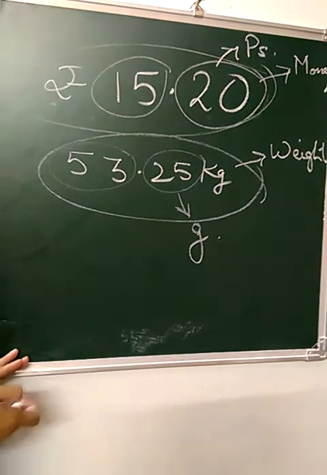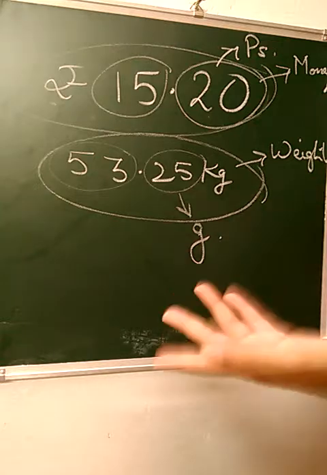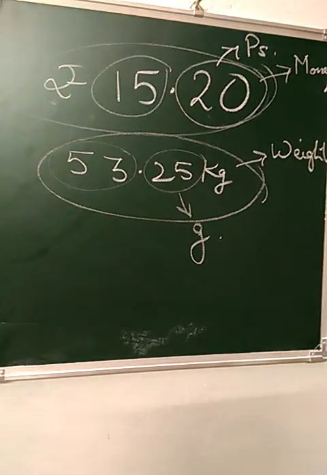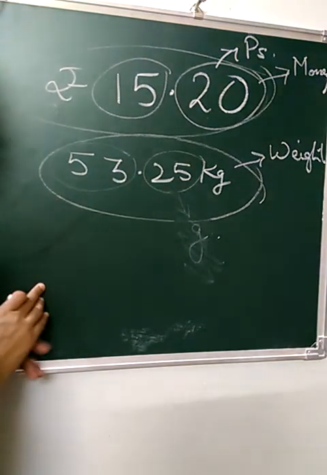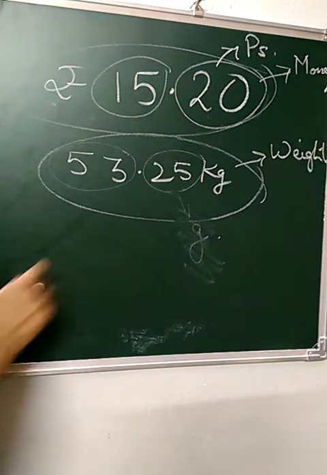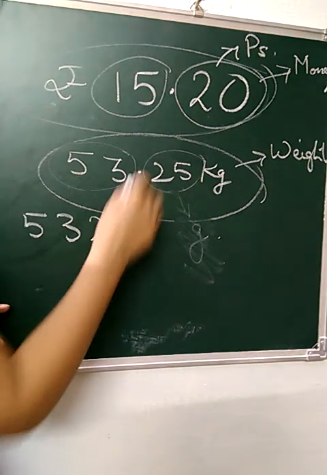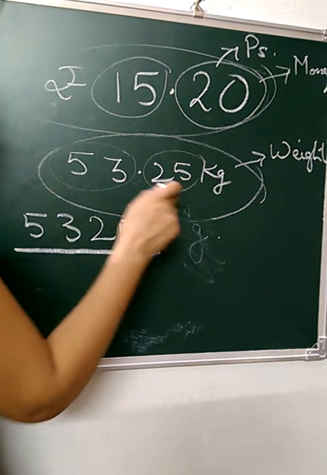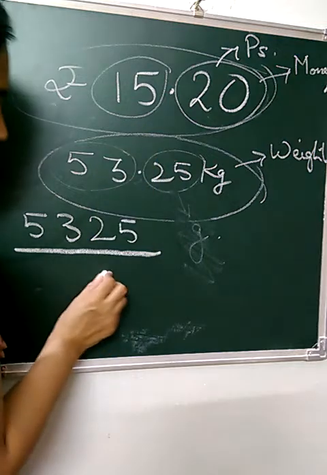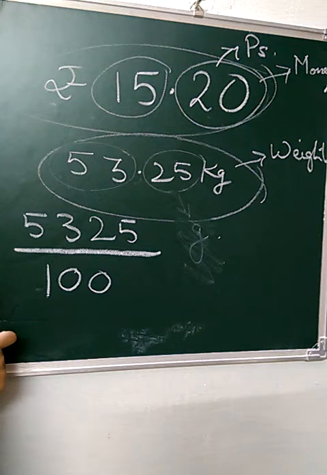Okay, so this is how we show the units in decimal. Also, converting the decimal into fraction, how is that possible? For example, this is a decimal. Now if I want to convert it into a fraction, this becomes the numerator, that is 5325, and we leave the decimal. And after the decimal, how many places are there? 1, 2. So 2 zeros. 100 becomes the denominator. Okay.